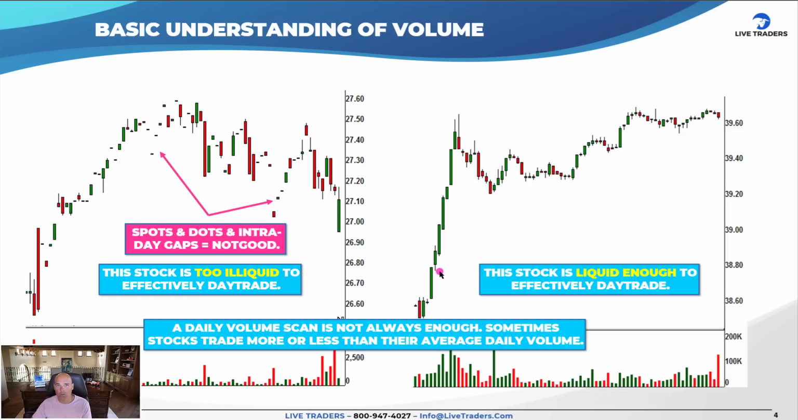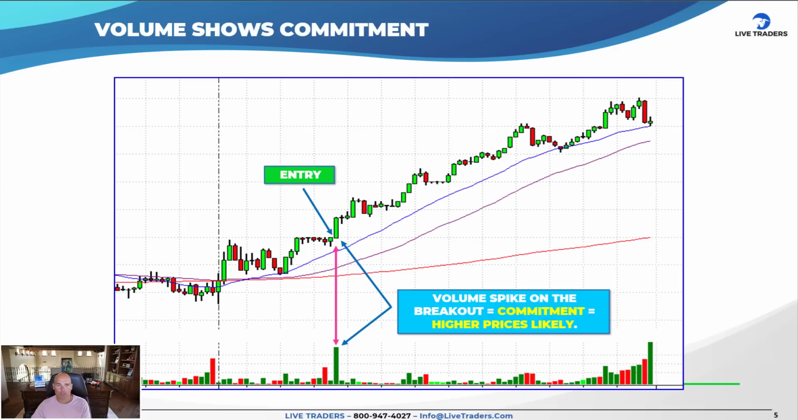Let the whales do all the work. You're just riding the train. You don't want to put yourself in front of the train. You get hurt. Okay? So volume, even though this is very basic, you must have it to trade. Just on the most basic level, you have to have it to trade. Okay? Now, volume shows commitment.